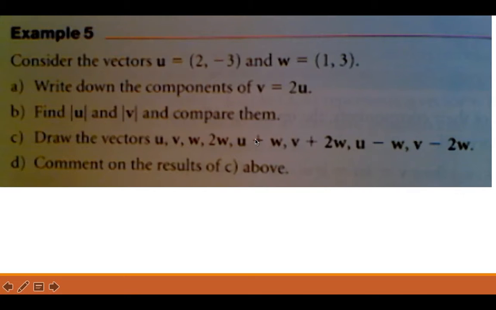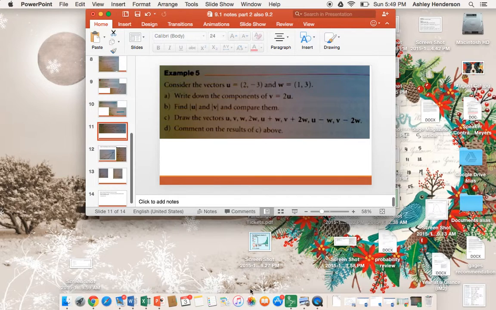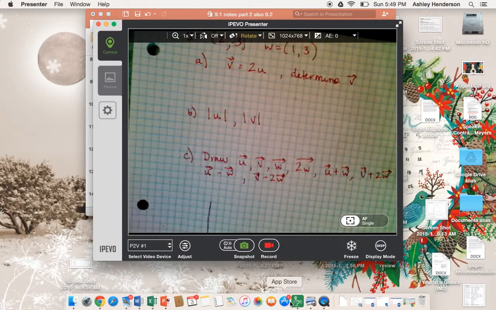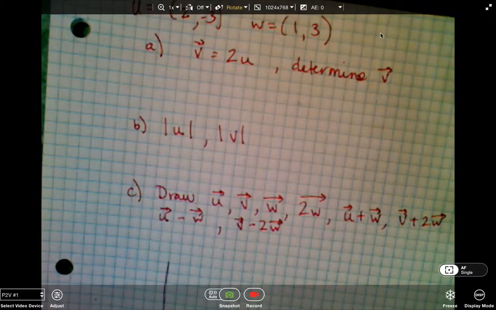Okay, so we're going to look through one example here, example 5. I'm going to work it out for you. We're going to do some drawing, which will be kind of fun. So let's look here on the presenter, and we'll go full screen.